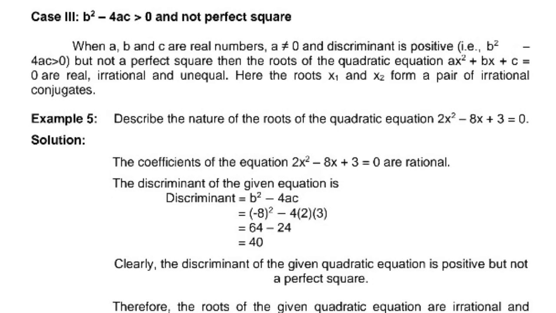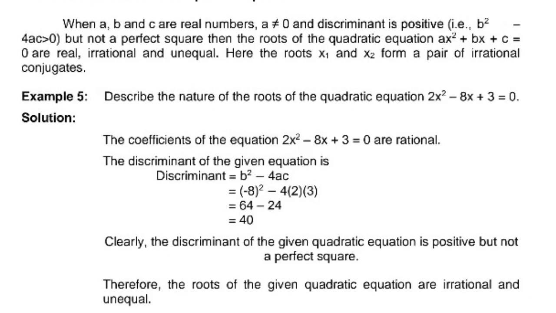Example 5. Describe the nature of the roots of the quadratic equation 2x squared minus 8x plus 3 equals 0. So the coefficients of the equation are rational. Then the discriminant of the given equation is b squared minus 4ac. b is negative 8, so negative 8 squared minus 4 times a, which is 2, and c equals 3. So negative 8 squared is 64. Then 4 times 2 times 3 is 24. So 64 minus 24 is equal to 40. So clearly the discriminant of the given quadratic equation is positive but not a perfect square. Therefore, the roots of the given quadratic equation are irrational and unequal.